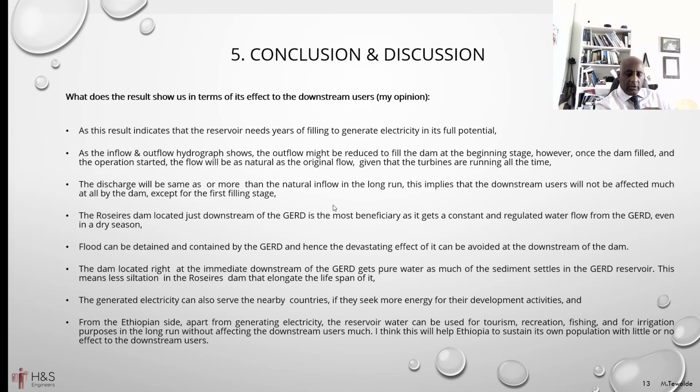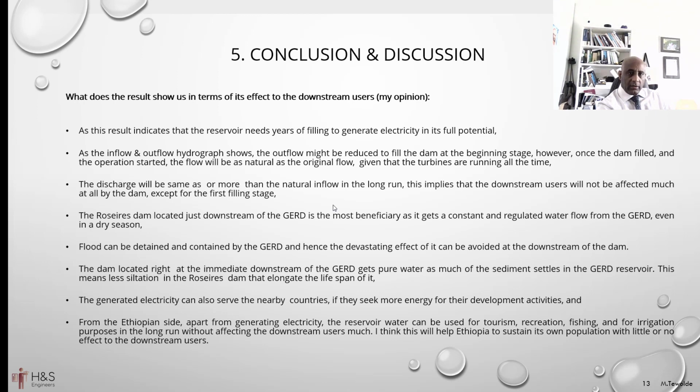But as soon as the dam is completely full and continues working regularly, that's very good for the downstream users because they only get a certain amount of water. They don't get a fluctuated amount of water. For example, sometimes it is dry in a season, in the first 6 months, the flow is low.